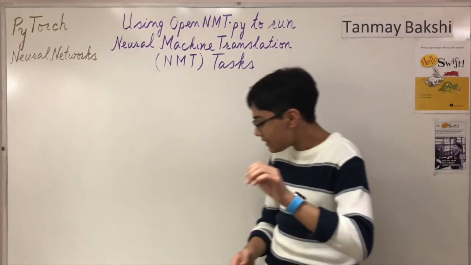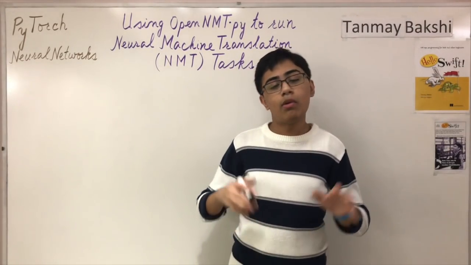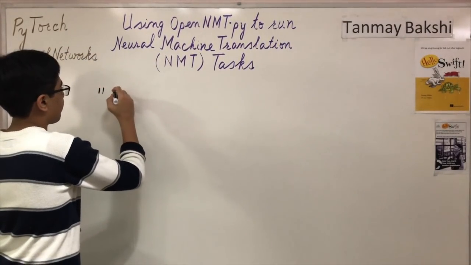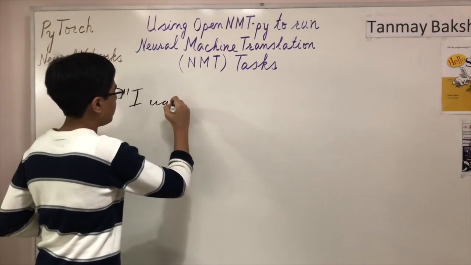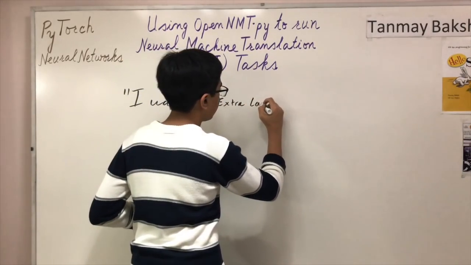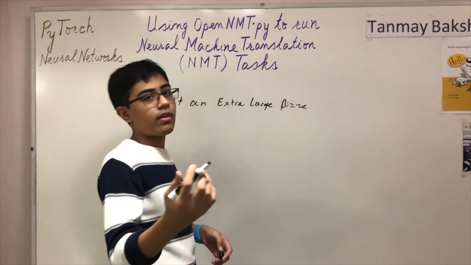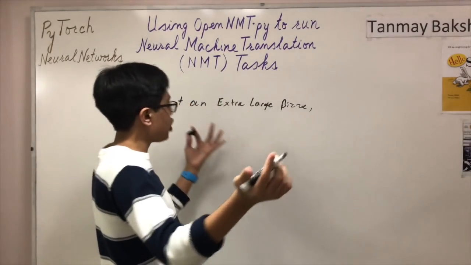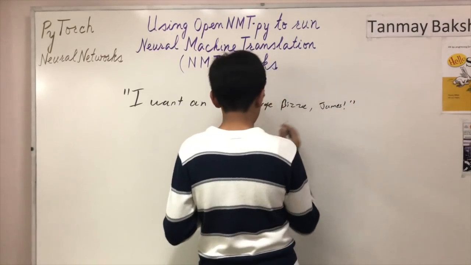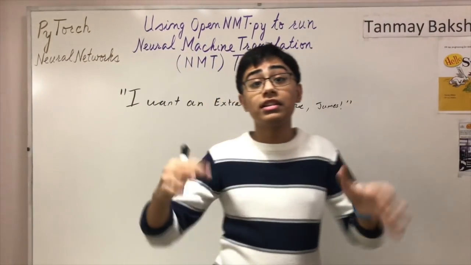Let's get started. Now let's take a really simple example sentence. Like for example, you say I want an extra large pizza, all right? Now you have this English sentence. I want an extra large pizza, and let's just say the person's name that you're asking, his name is James, okay? And so, now what you're going to do is, of course, this is completely valid in English, but let's just say you wanted to convert this to French.